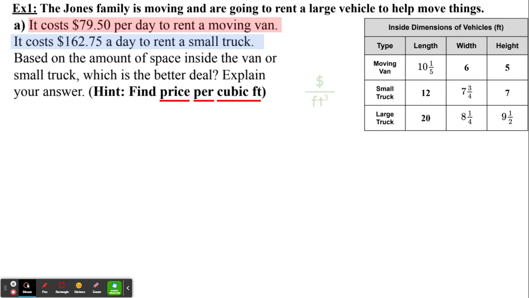So the price per cubic foot, cubic feet means feet cubed or feet to the third power. That sounds like what? Sounds like the volume. So find the volume of them first and then do the price divided by the volume of each amount. So let's first of all find the volume of the moving van, and then we'll find the volume of the small truck.